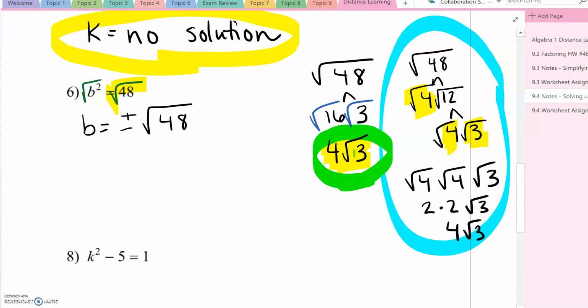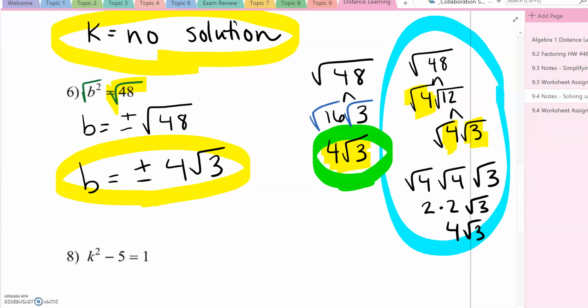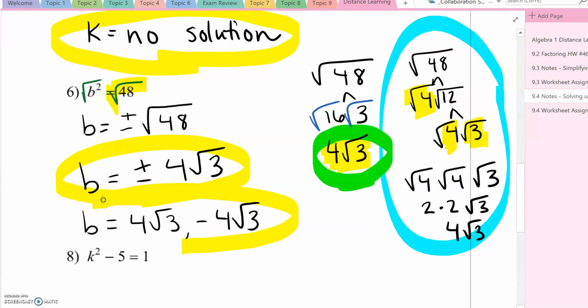But what have we learned so far in this section? A negative times a negative is a positive, right? So b equals plus or minus 4 square root of 3. You can write your answers like this. If you don't like that, you can write them how I've been writing them this whole time. So 4 square root of 3, negative 4 square root of 3. Those both mean exactly the same thing.